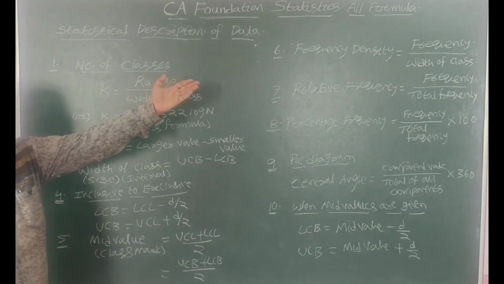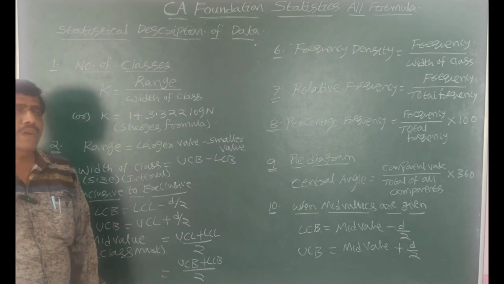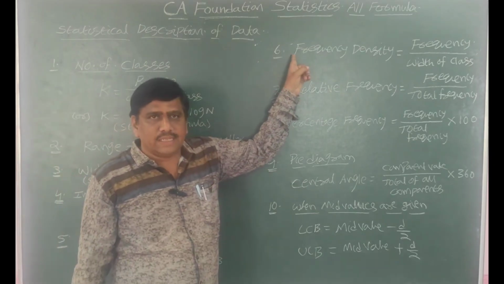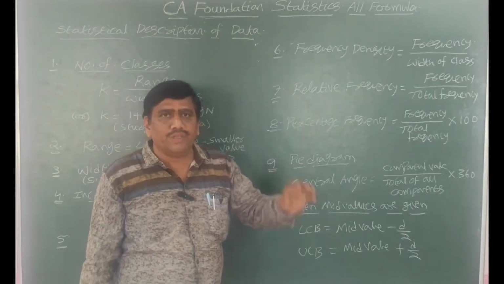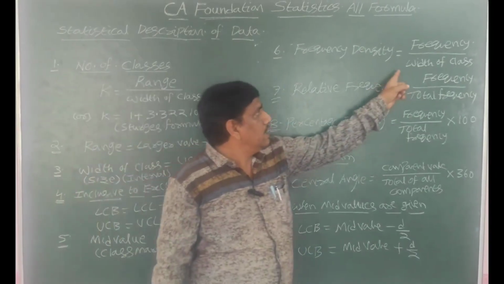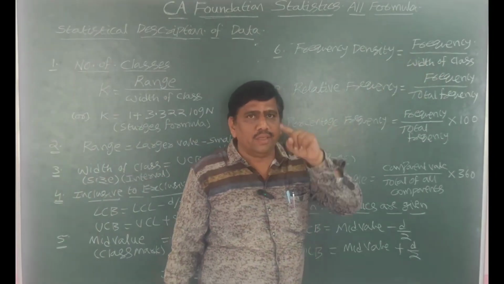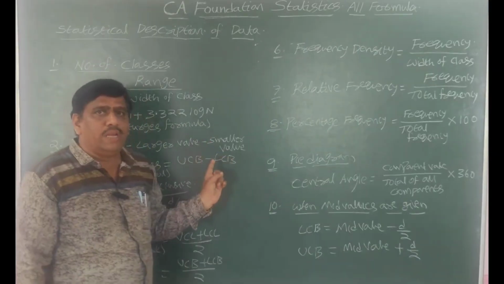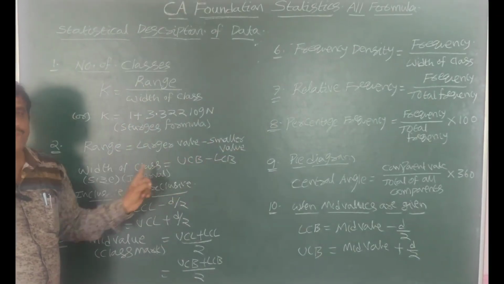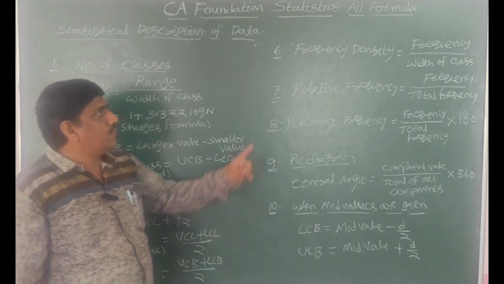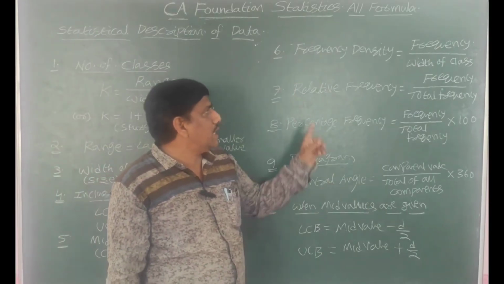Similarly, the next formula is frequency density: frequency by width of the class. To find the frequency density of any class, frequency by width of the class is the formula. Remember, while finding the width of the class here, please use only boundaries. Don't use limits. The difference between boundaries is the only width of the class. So frequency density is frequency by width of the class.